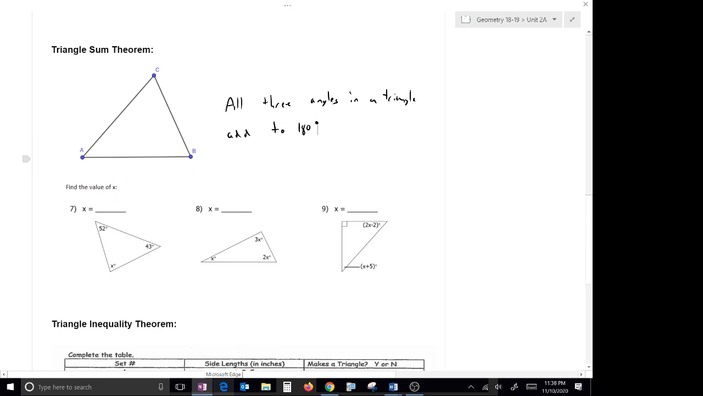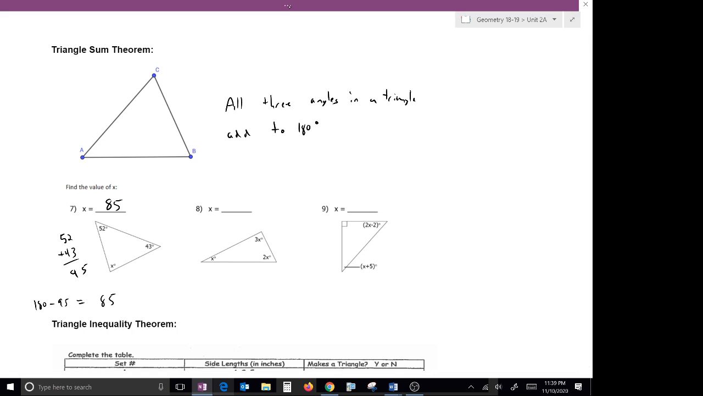So we got some sample problems here with that. So in this one, I've got a 52-degree angle and a 43-degree angle, and we're asked to find this third angle. Well, one way I can go about that is I can add my 52 plus 43, and that's going to give me 95. And if I subtract 95 from 180, I'm going to get 85. So that's going to be my answer for number 7 there.